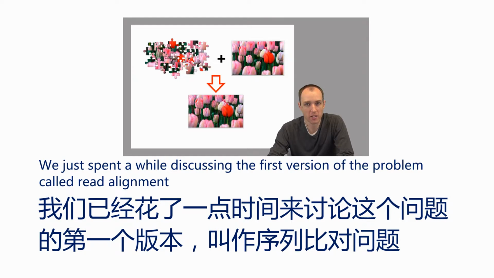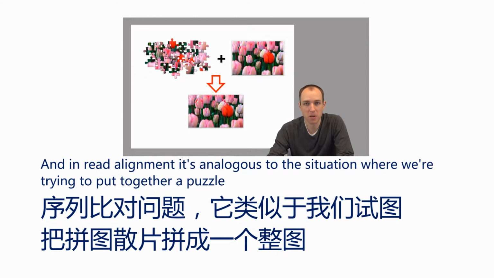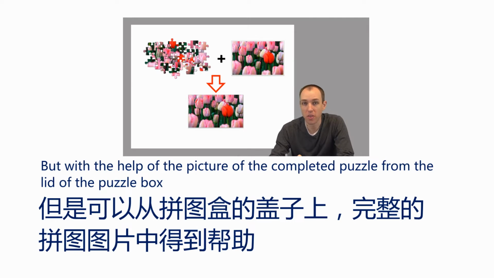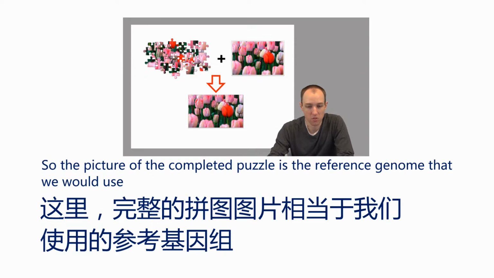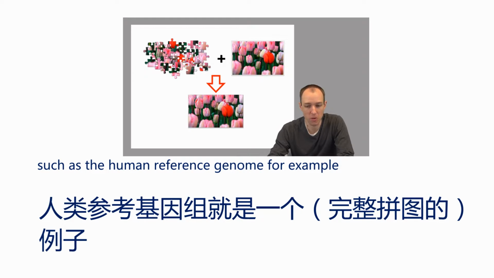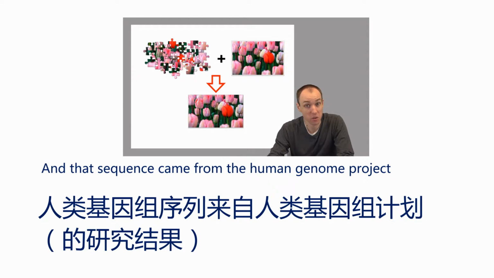We just spent a while discussing the first version of the problem, called read alignment. In read alignment, it's analogous to the situation where we're trying to put together a puzzle but with the help of the picture of the completed puzzle from the lid of the puzzle box. The picture of the completed puzzle is the reference genome that we would use, such as the human reference genome, and that sequence came from the Human Genome Project.